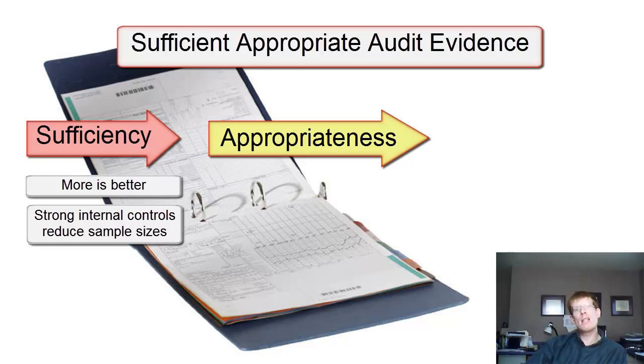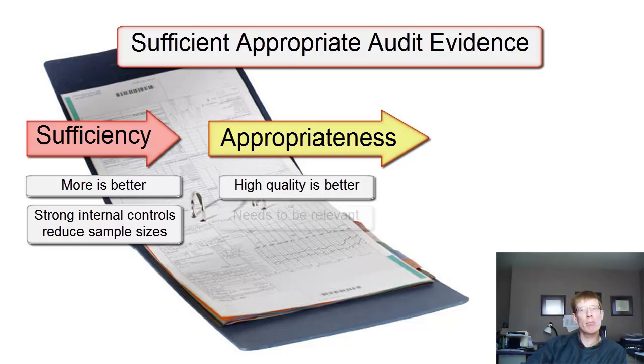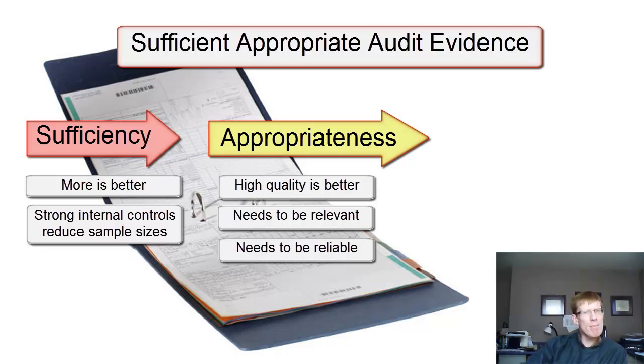Appropriateness speaks to the quality of audit evidence. That is, is the evidence gathered relevant and reliable? The higher the quality of evidence gathered, the less of it you need before you are persuaded that the item of interest has been fairly presented. Relevance is achieved by gathering evidence that specifically and directly addresses the assertion of interest. Reliability is enhanced as we gather evidence that has been independently generated separately from the client.